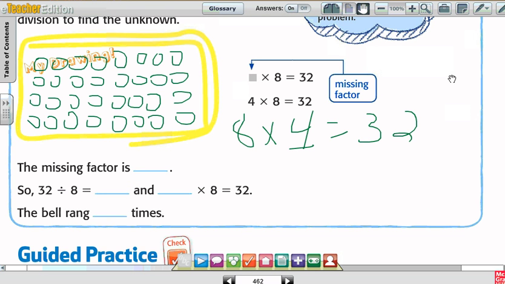So what's the missing factor? 4. That's what the missing factor is. Okay, so we know that 32 divided by 8 equals 4. And what times 8 equals 32? 4 times. So how many times did the bell ring? 4 times. All right. So for every 8 people, the bell rang once. And there were 32 people that went through the gate. So it had to ring 4 times, because 32 divided by 8 is 4.